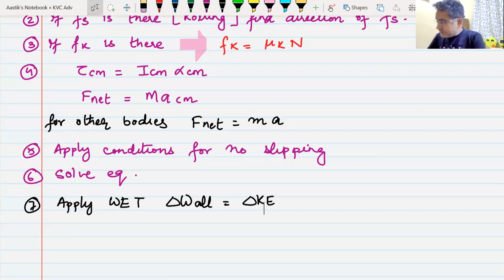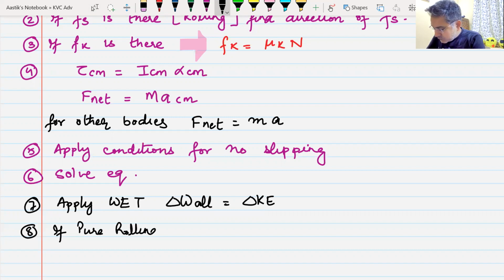Then if the body is in pure rolling, if pure rolling, you can apply Lockme. Do we understand this? Yes, sir. You can also do it by applying this for slipping and rolling questions.